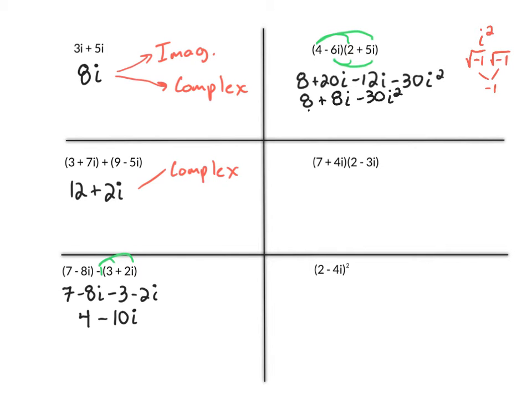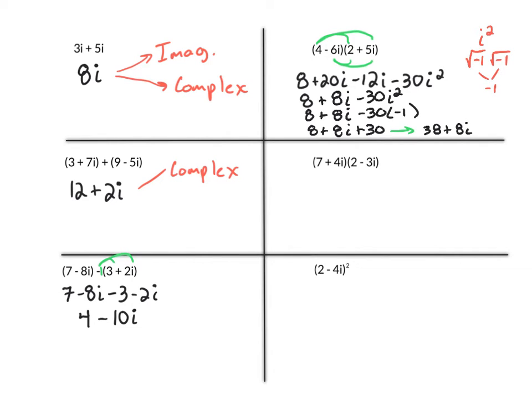So we have 8 plus 8i minus 30 times i squared, which is -1. And then we multiply -30 times -1, 8 plus 8i plus 30. In our last step, we're going to finish combining like terms, which gives me 38 plus 8i.